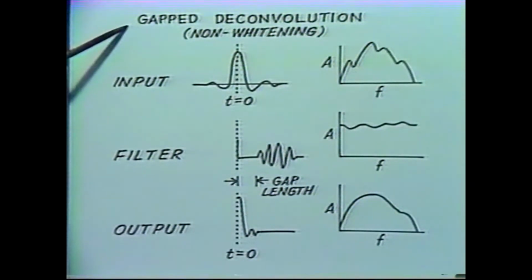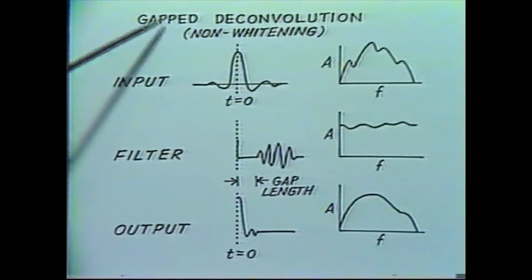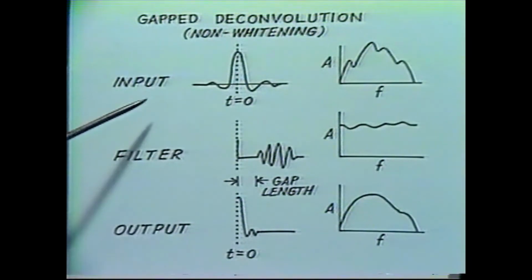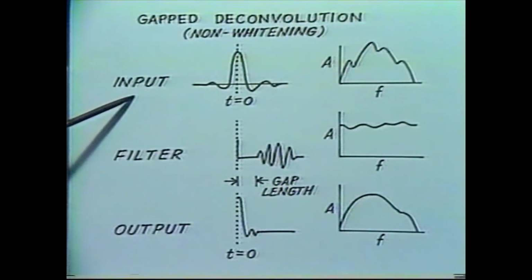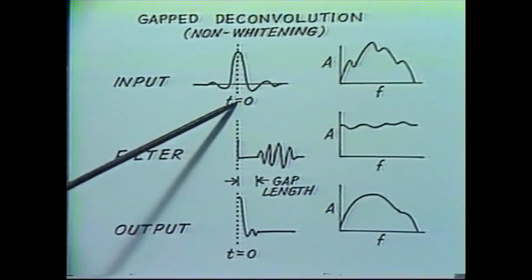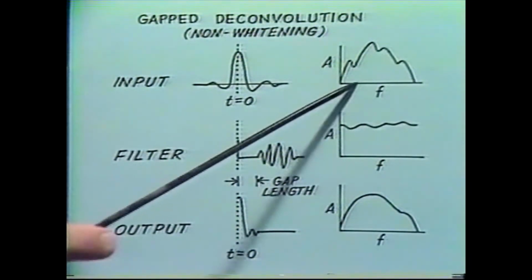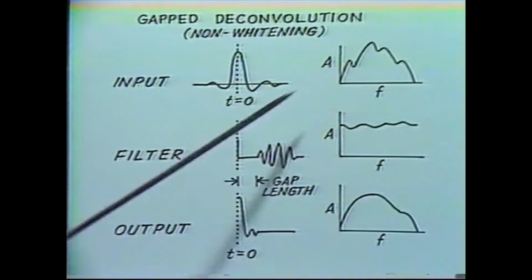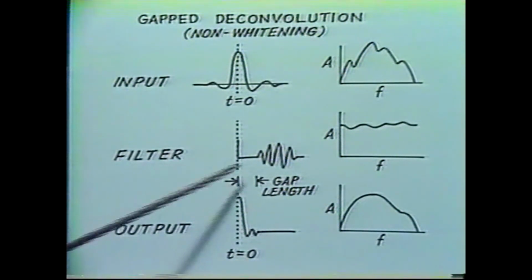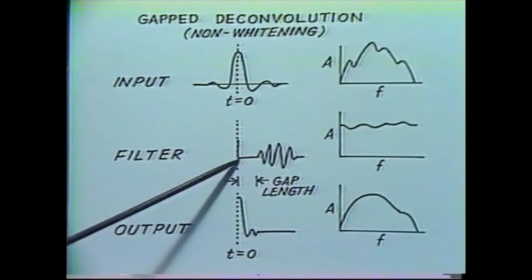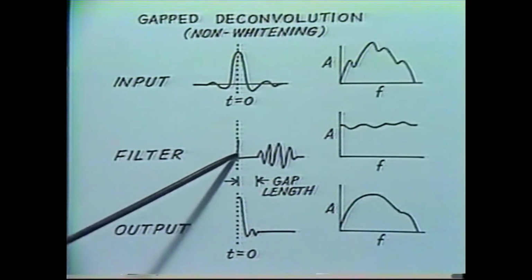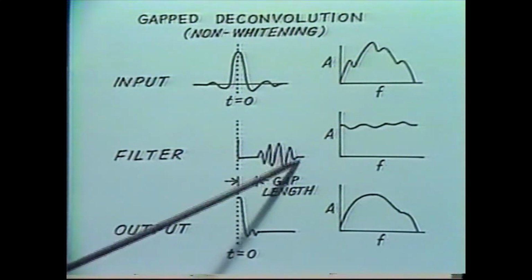The other type of deconvolution that we mentioned earlier is called gapped deconvolution, which is a non-whitening process. The input to gap deconvolution, as in spiking decon, is the autocorrelation of the trace segment to be deconvolved, and here's its characteristic amplitude spectrum. We design a filter from this autocorrelation, but the significant difference here is that we leave a gap or a series of zeros in the filter between the initial filter point and then the rest of the live filter points.